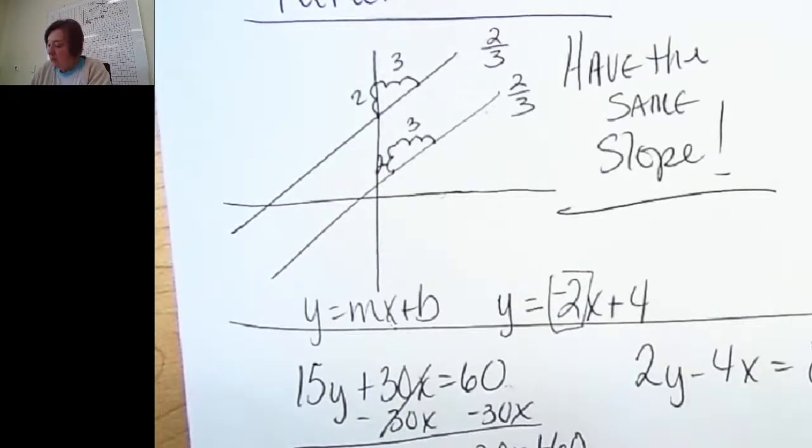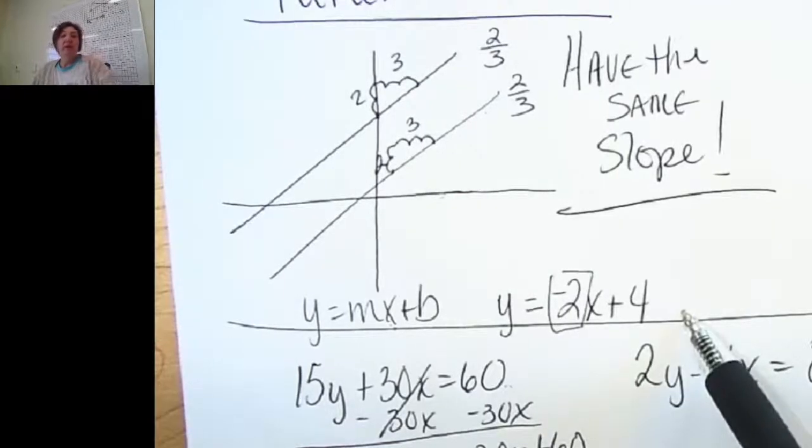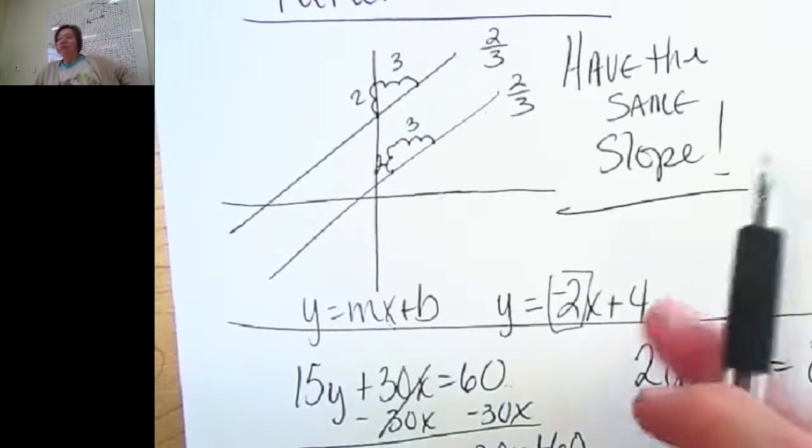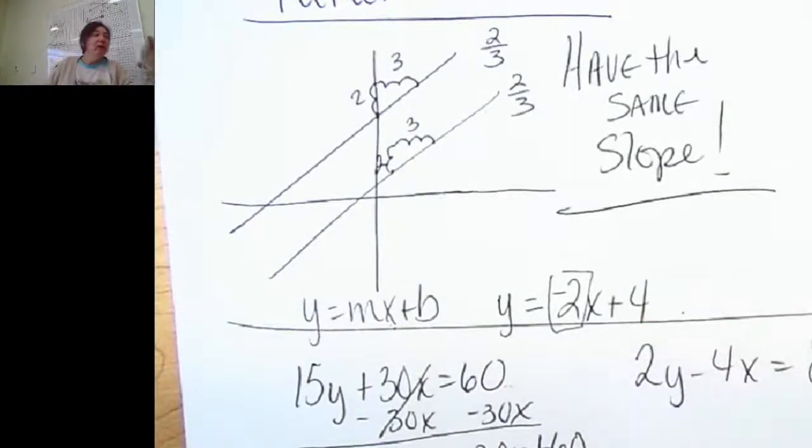Mm-hmm. Yeah. So now, is this one parallel to this one? No. Why is it not parallel? Because it has plus 4. They both have the same y-intercept. These are the same lines, y'all. Remember, parallel lines don't touch. If they're the same line, they're touching everywhere. Right? They're not parallel. Buzz says they are, by the way. Buzz is wrong. They are not.